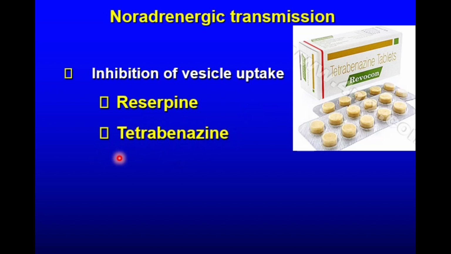Tetrabenazine is used for treatment of Huntington's chorea, a disease of movement associated with excessive dopamine, presumably because tetrabenazine depletes central dopaminergic neurons.